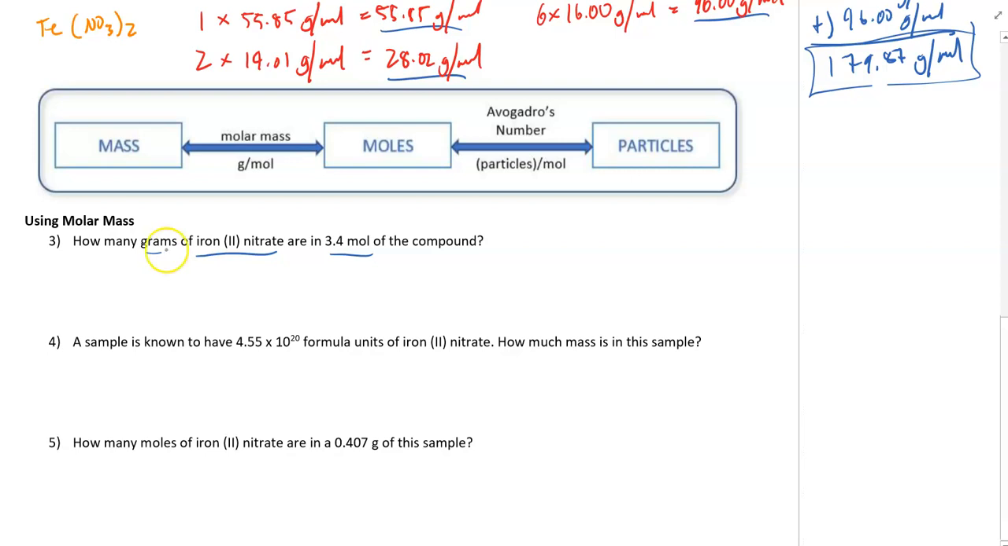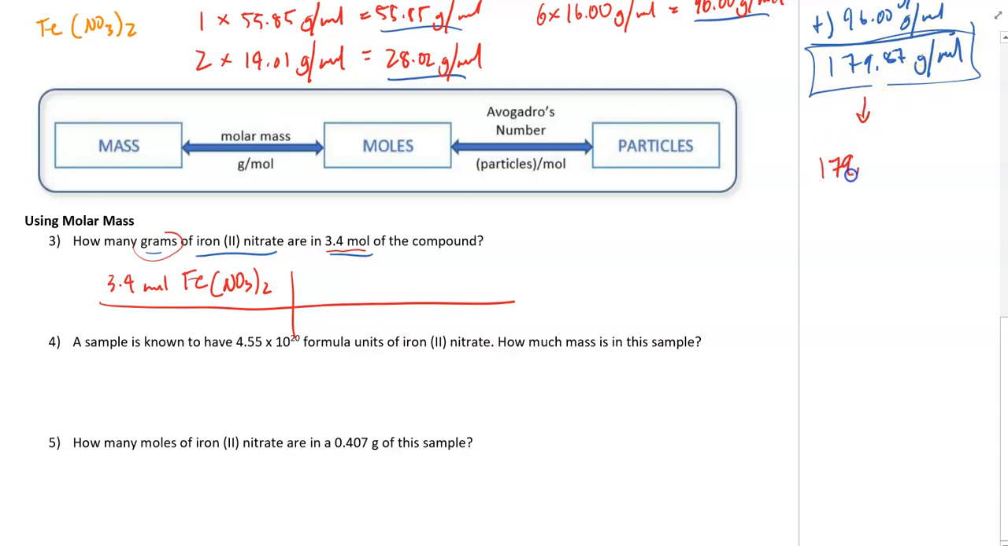The question is asking you for a gram amount of iron nitrate. It's giving you 3.4 moles, so 3.4 moles of iron nitrate. We want to go ahead and convert that into mass. They're asking for mass, so we need to apply the molar mass. What's the molar mass of iron nitrate? Well, thankfully, we figured it out over here. It's 179.87. Of course, that as it's written is probably not the most useful way to represent the molar mass, so you might want to rewrite it like this just to give you that visual to work with.